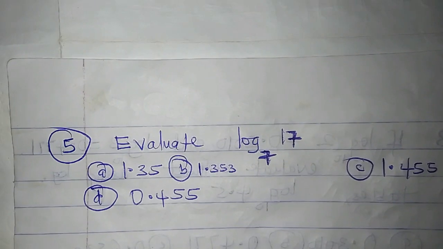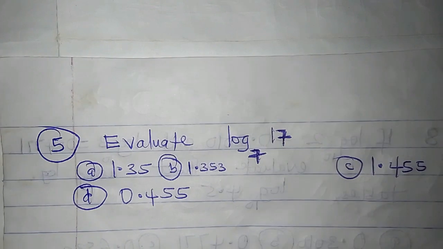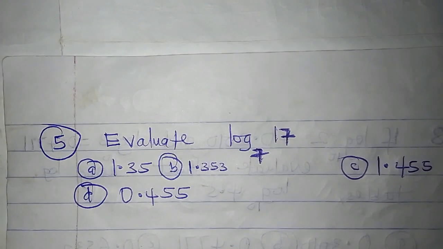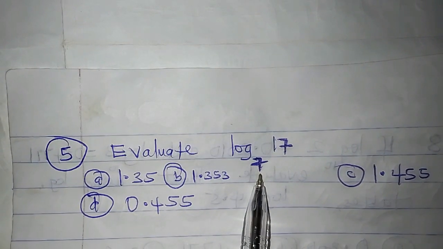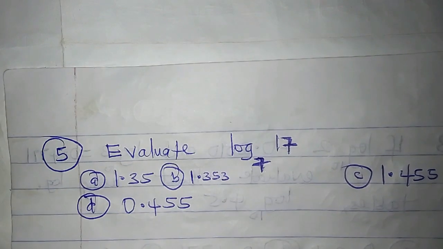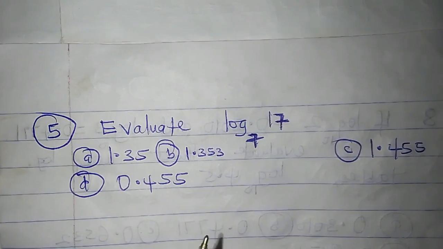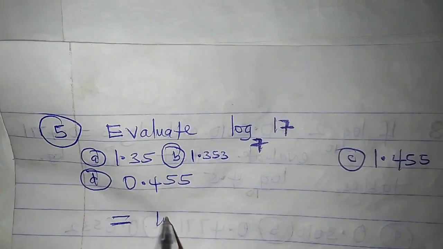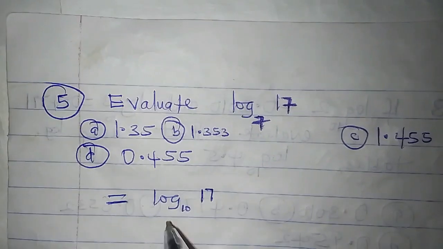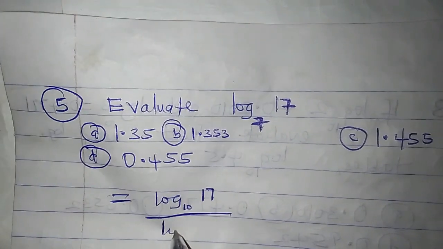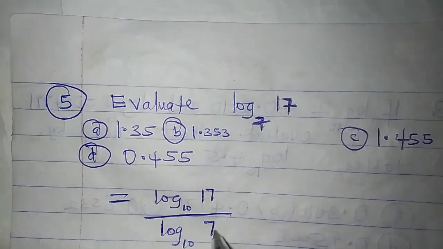Now this is question 5. I want to evaluate log 17 to base 7. My calculator is set to base 10. That is, the logarithm according to the default setting of my calculator is to base 10. So what I will do here is to change this base of 7 to 10. It's simple. Applying that law of logarithm, which I gave you as the last law for change of base, this is equal to log to base 10 of 17 divided by log to base 10 of 7.